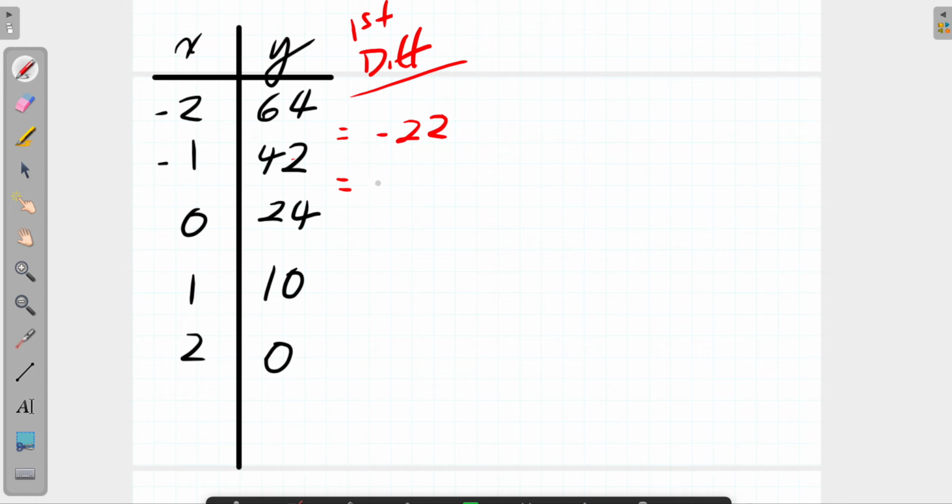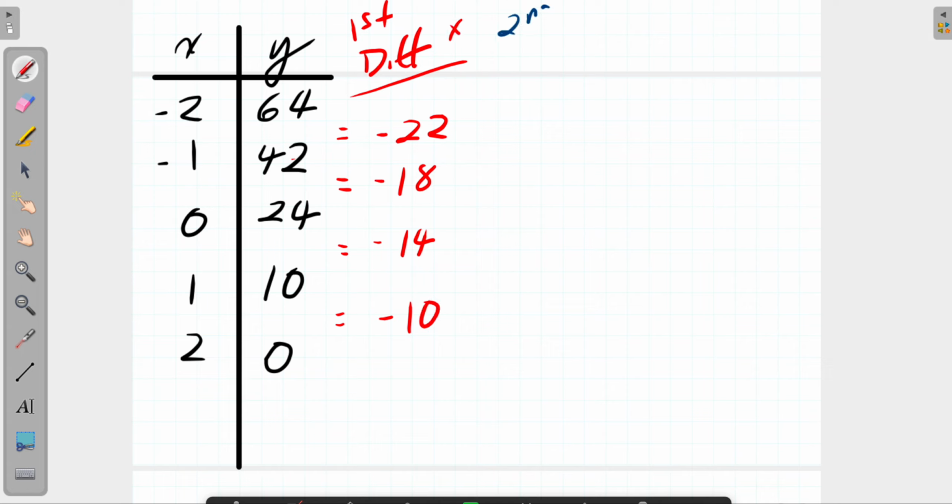The difference between 24 and 42, 18? I believe that's 18. -18. This is -10. I'm going to double check that one. I could be wrong. Oh, no, that's -14. What am I talking about? 10 subtract 24 is -14. And 0 subtract 10 is -10. Okay, first differences, they didn't check out.